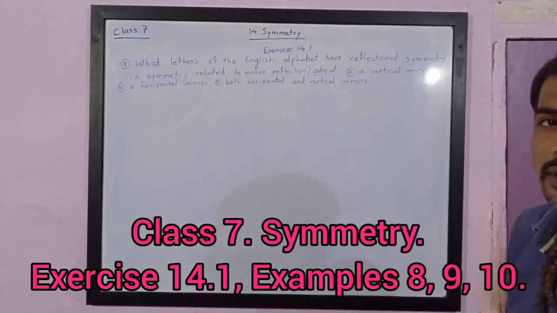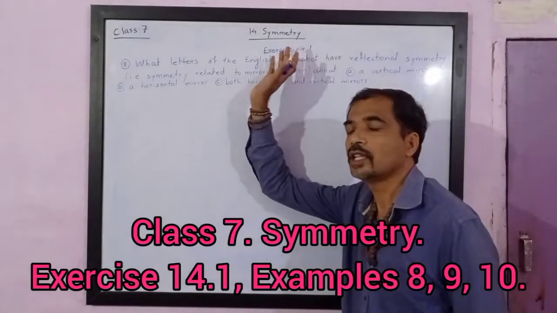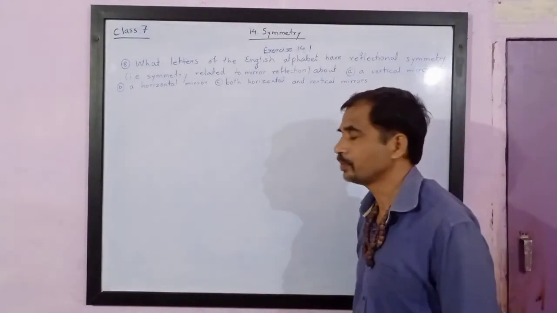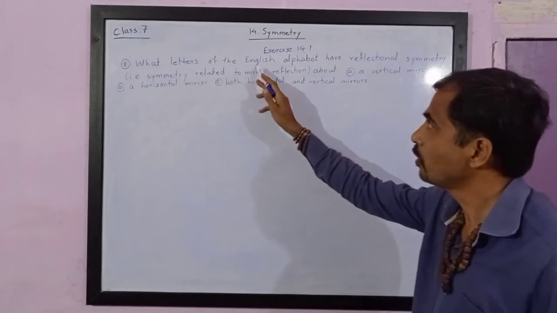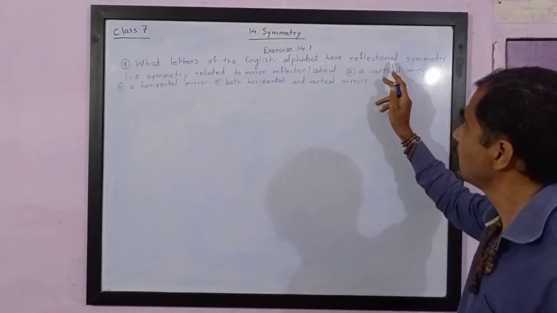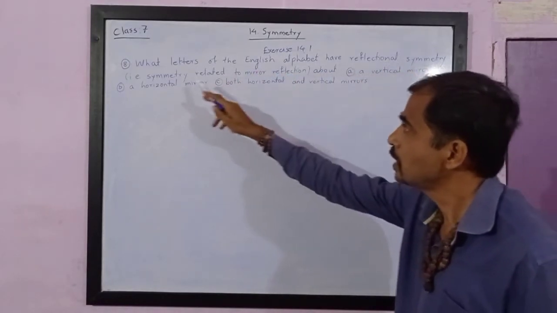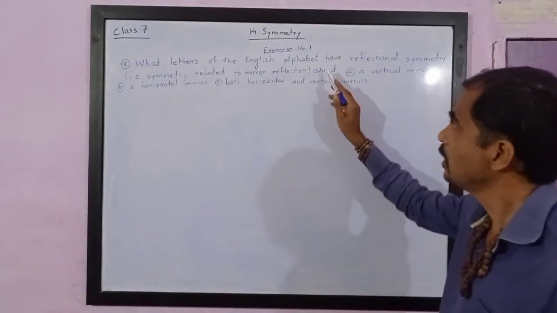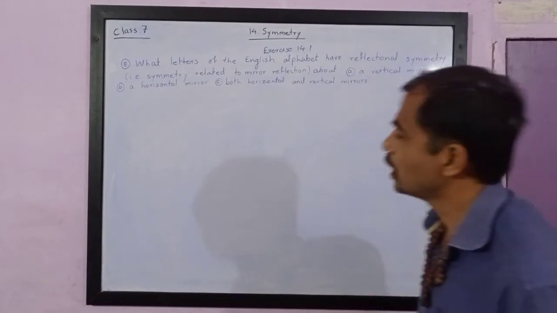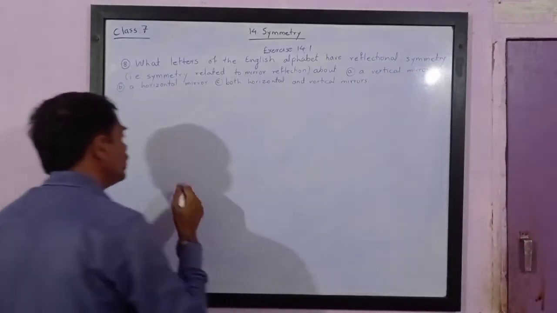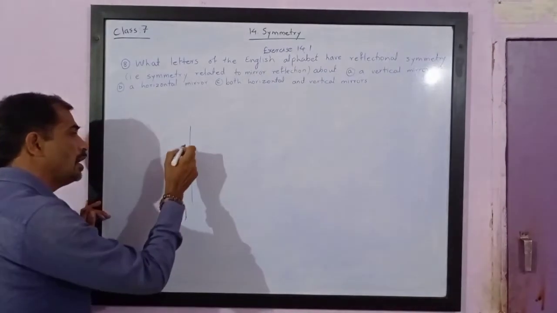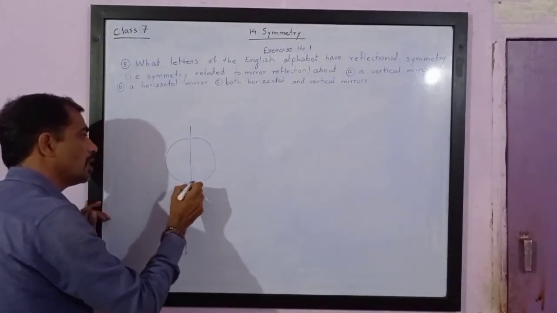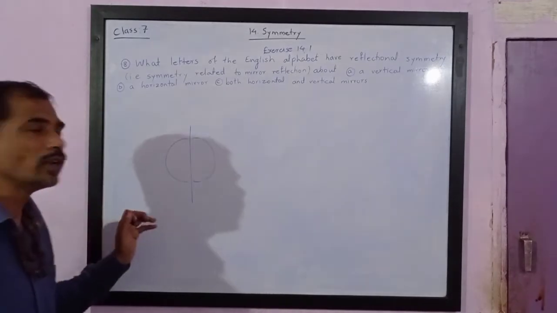Dear friends, in class 7 we are studying the 14th lesson, symmetry, and in exercise 14.1 we have the 8th question. What letters of the English alphabet have reflectional symmetry, that is, symmetry related to mirror reflection? And in that they are asked about a vertical mirror. Vertical mirror means if the mirror is placed vertically, then which are the letters having symmetry about the vertical mirror? That is the question asked.